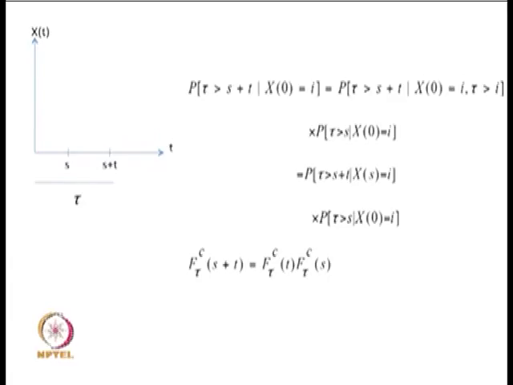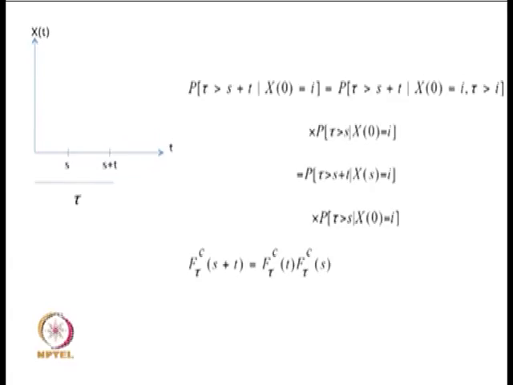That is the same as, the first one I can rewrite as the probability of tau greater than S plus t given that X of S is equal to I, because X of 0 is equal to I as well as tau is greater than S, where tau is the time spent in the state I. Therefore, I can make out X of S is equal to I by combining these two concepts, multiplied by the probability of tau greater than S given that X of 0 is equal to I. That is the same expression here.